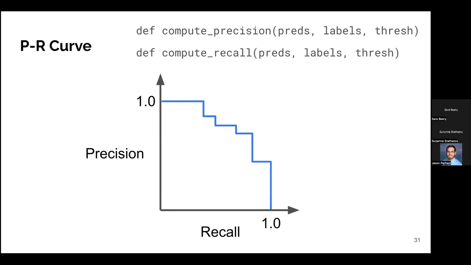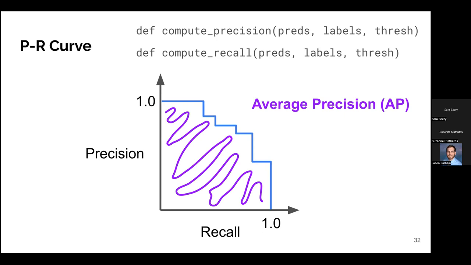The problem is this is a curve, right? And so it's fine to look at, but it's hard to summarize. Like, how do I know if my curve is better than your curve? And so what we do is we compute the area under this curve, and that gives us a number between 0 and 1. And this is called the average precision.